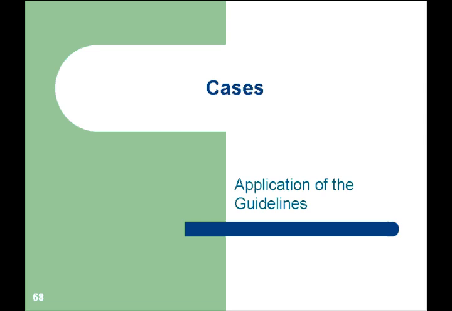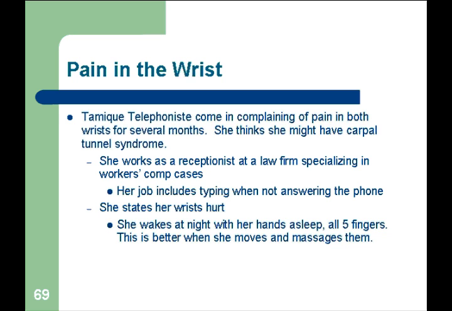So, moving to the cases. Pain in the wrist. You have somebody on the telephone taking information. They complain of pain in both wrists for several months. She thinks that she might have carpal tunnel. She works as a receptionist at a law firm specializing in workers' compensation cases. I put that in for just a little extra humor. Her job includes typing when not answering the phone.